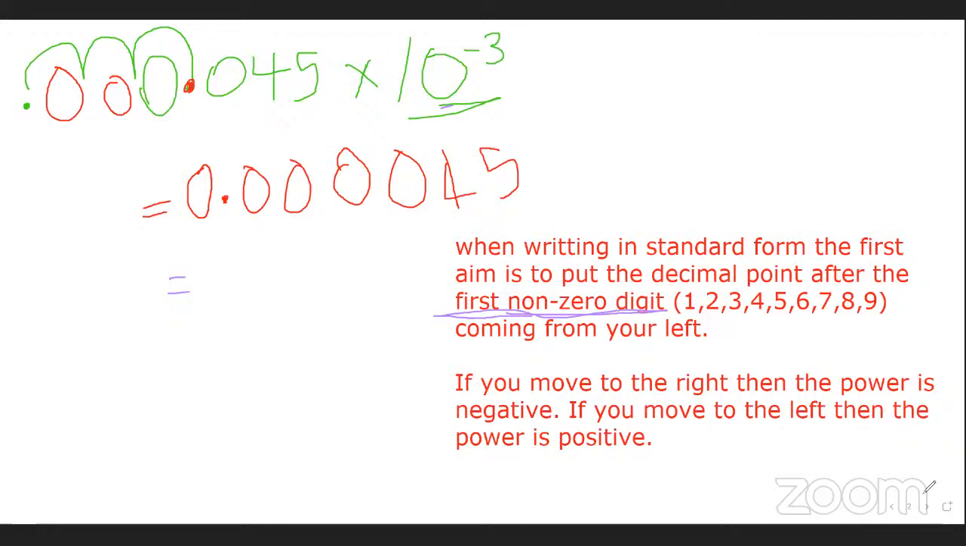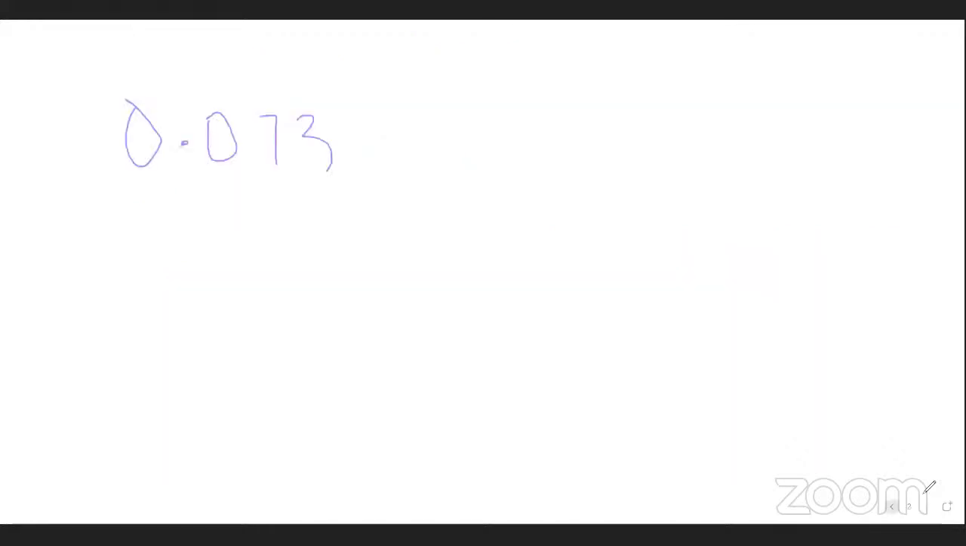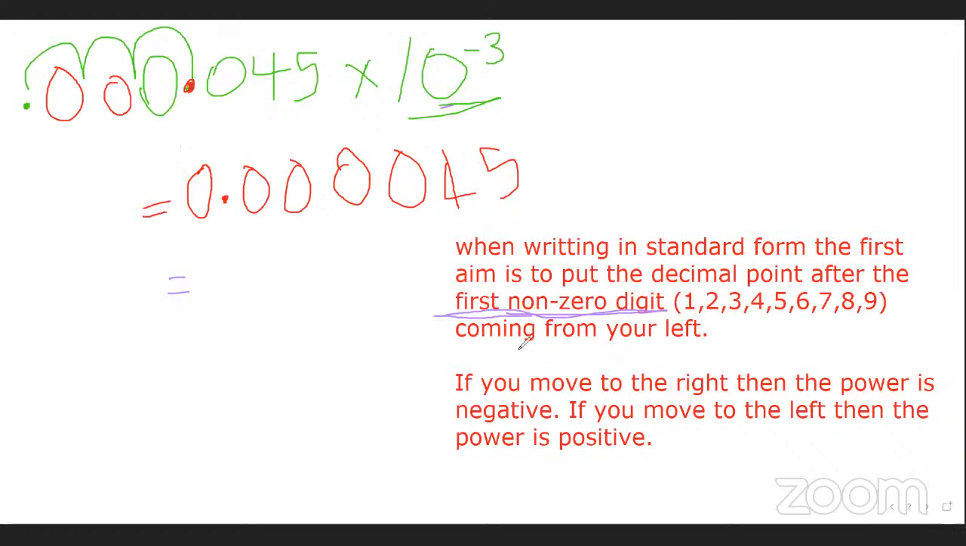After the first non-zero digit. All right. Coming from which direction? They're searching for the first non-zero digit. From the right. From the left. From the left. All right, please write down that definition in your book.